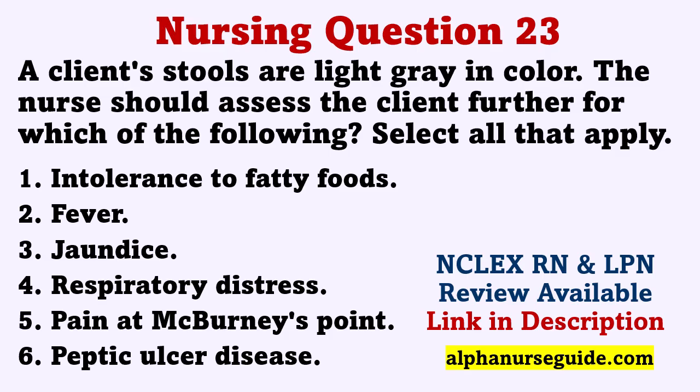The correct answers: 1. Intolerance to fatty foods. 2. Fever. And 3. Jaundice. Bile is created in the liver, stored in the gallbladder, and released into the duodenum, giving stool its brown color. A bile duct obstruction can cause pale-colored stools. Other symptoms associated with cholelithiasis are right upper quadrant tenderness, fever from inflammation or infection, jaundice from elevated serum bilirubin levels, and nausea or right upper quadrant pain after a fatty meal.